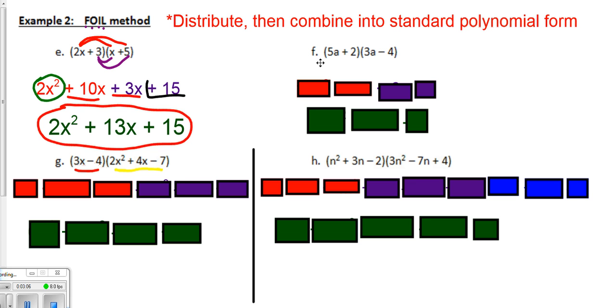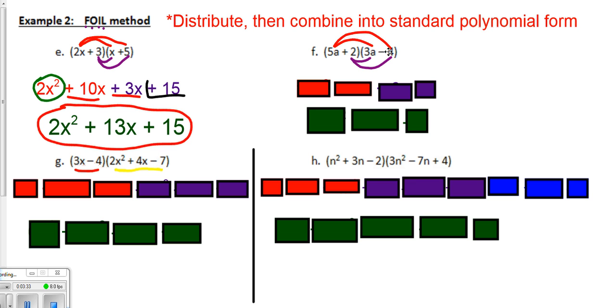So, if we look at example F then, same idea, we need to FOIL these out. First, outer, inner, and last. So it's going to be very similar to the first one. The big difference here is we have a minus 4 right here, so we're thinking of it as being each of these terms times negative 4.